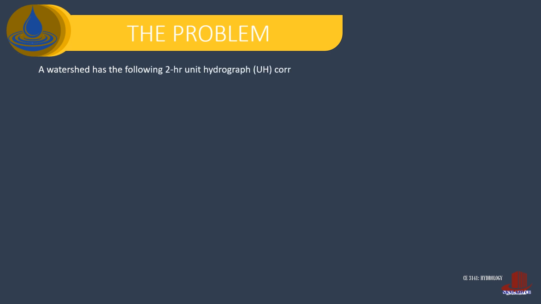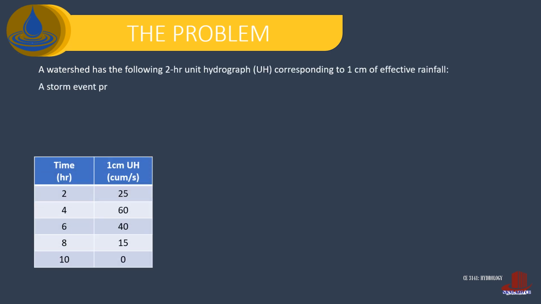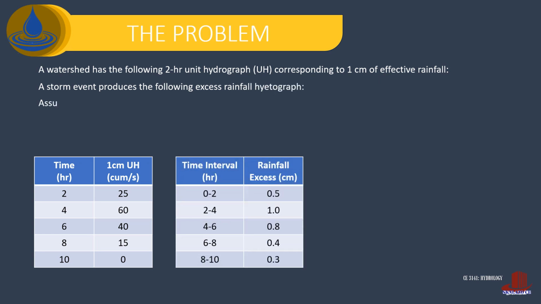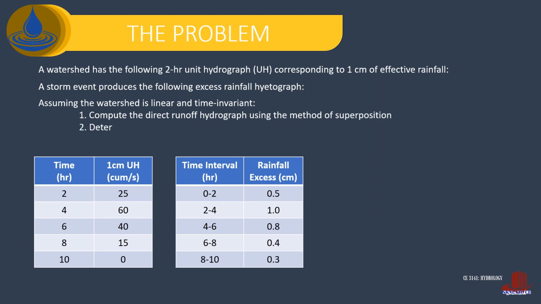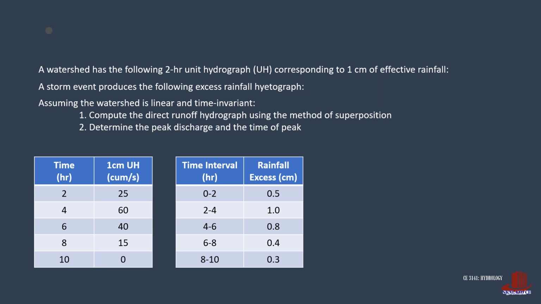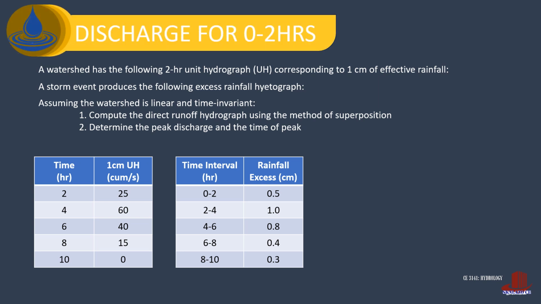A 2-hour unit hydrograph corresponding to 1 centimeter effective rainfall is established for a certain watershed. Recently, a storm produces a rainfall hyetograph, and we are to compute the direct runoff hydrograph by the method of superposition, after which we are to determine the peak discharge and the time of peak. The second table shows the variability of the storm according to different time intervals.